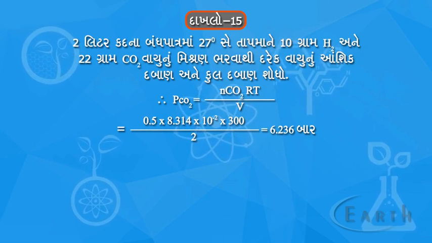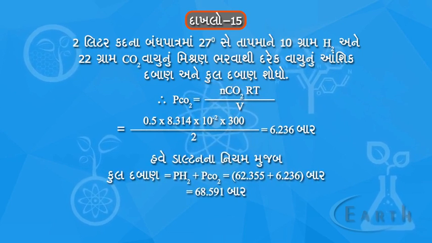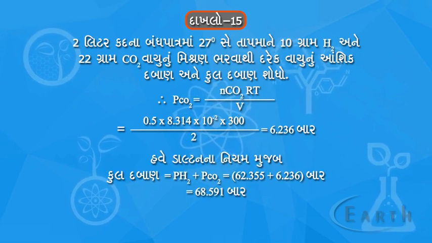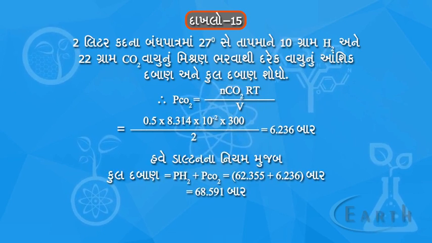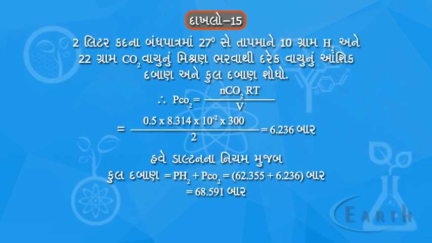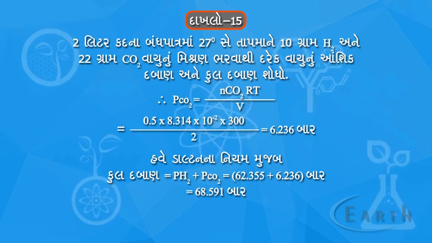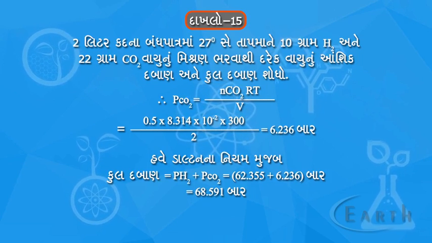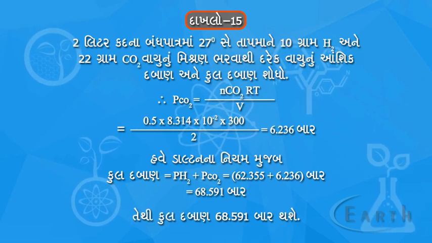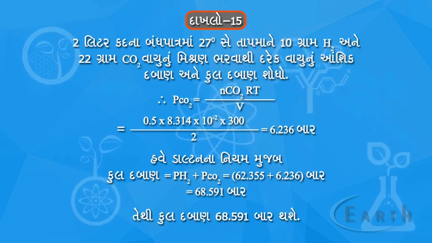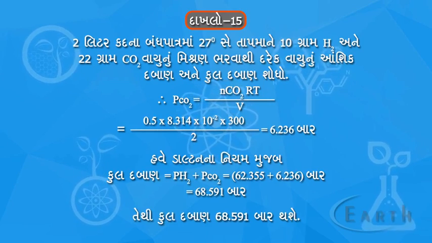6.236 bar. હવે ડાલ્ટનના નિયમ મુજબ કુલ દબાણ is equal to pH2 plus PCO2 is equal to 62.355 plus 6.236 bar is equal to 68.591 bar. તેથી કુલ દબાણ 68.591 bar થશે.